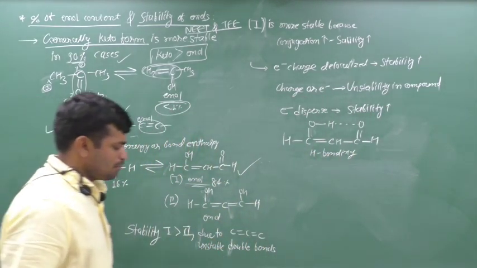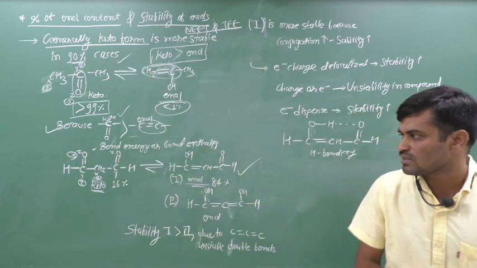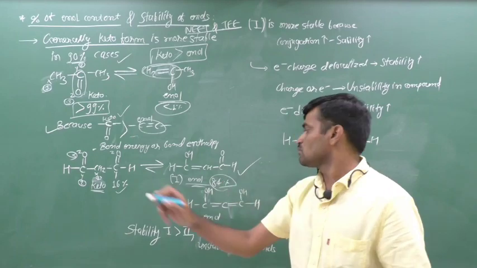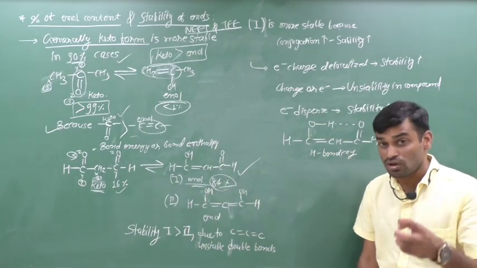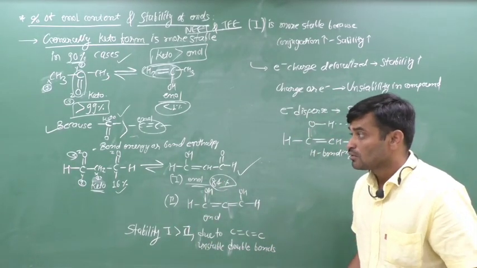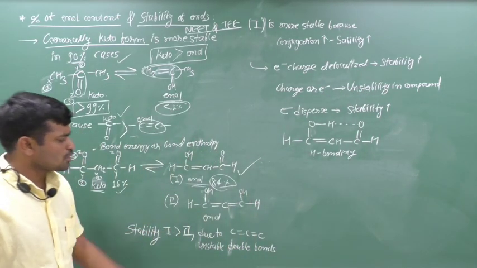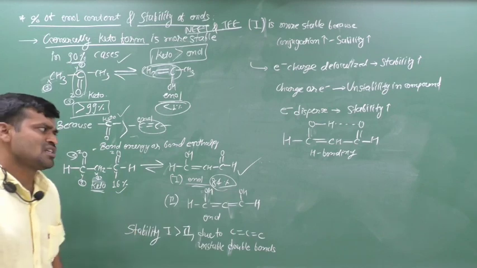But if we check the experimental data, the keto form is only 60%, and the enol form is the larger amount here, 84%. What is this? This is an exception. Why is this an exception? We will study it in this lecture.